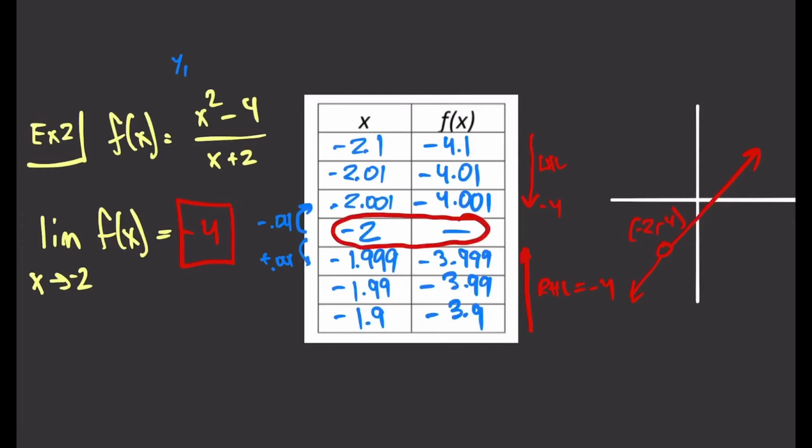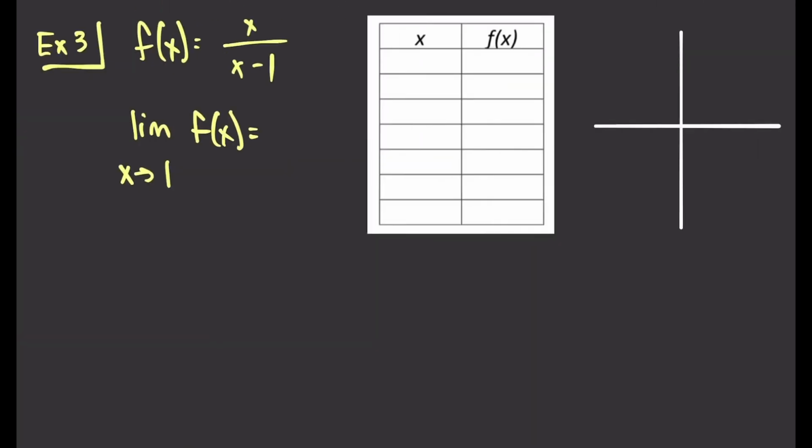Okay, let's try another one. All right, so I've got f of x equals x over x minus 1, and your instructions are to find the limit of f of x as x approaches 1. So to set up my chart, 1 has got to go in the middle. Okay, well then going backwards, I'm going to subtract 1,000th. So this is going to be 0.999, then 100th, so 0.99, and then 1/10, 0.9. I'm going to add 1,000th, 1.001, add 100th, 1.01, add 1/10.